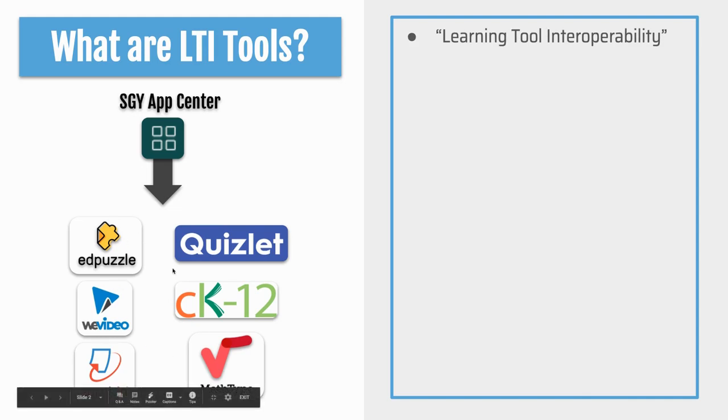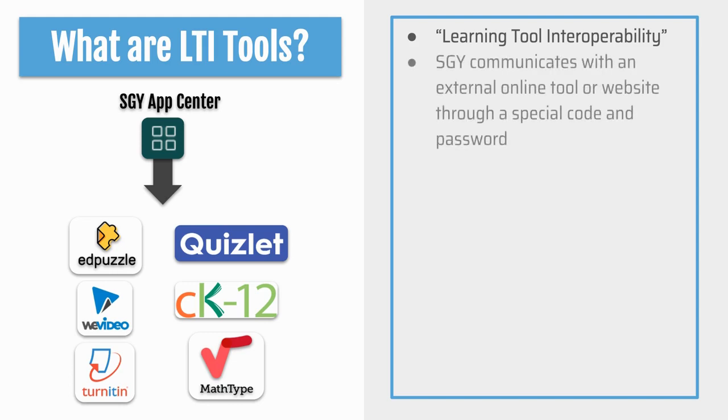There are 6 of them we're going to learn about today that you may already be familiar with. Interoperability means that it can operate within or between Schoology and the actual online tool itself. Once we set this up, Schoology communicates with an external online tool like Edpuzzle or WeVideo or Turnitin or a website through a special code and password. During this module, we're going to talk about how we access these codes and passwords so we can connect Schoology with one of the online tools.